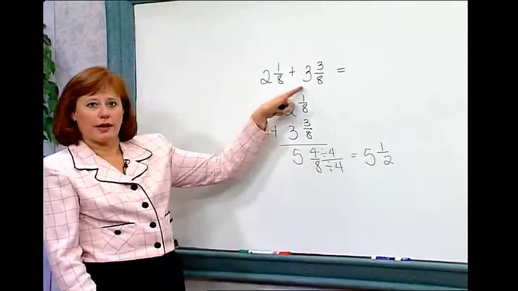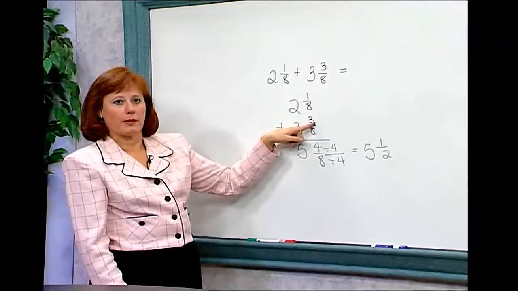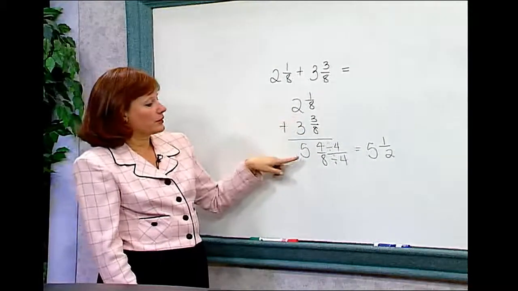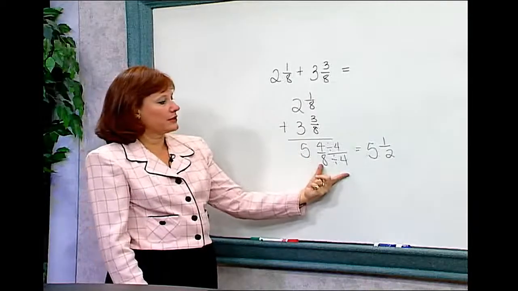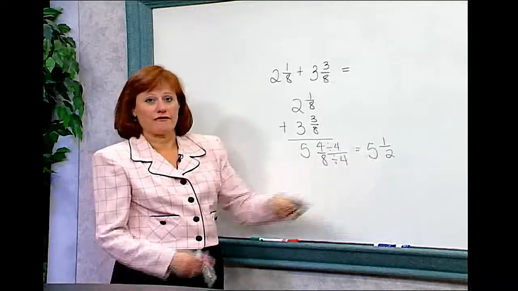I added the fractions by adding the fractional parts, keeping the denominator the same. I added the whole numbers and got 5, and then I reduced the fraction to get my final answer of 5 1/2.